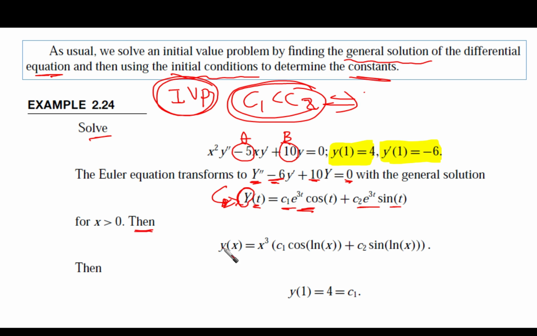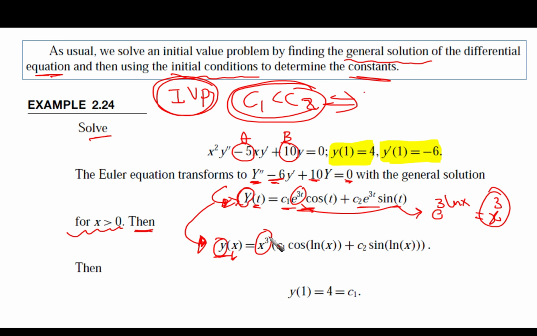Then, remember that we're talking about x larger than 0, we are going to transform the parameters to get the x variable. So the lowercase y with the x variable, after substitution, we're going to have x cubed. Remember that we have e to 3t, which means e to 3 ln x, and this means x to the power 3, which we already have here. And then c1 is the same, cosine ln x, cosine t. c2 sine ln x is the same, with x cubed already taken as a common factor.